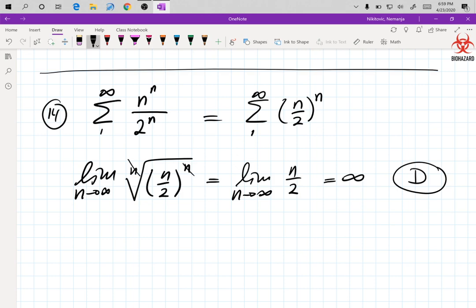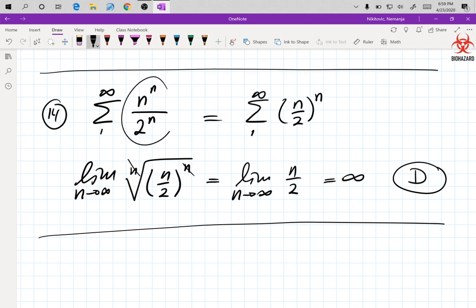By the way, the hope is that you will never use the root test on this problem, because you can see right away by the divergence test from 10.4 that it diverges, because the limit is not 0. It's technically the divergence test.